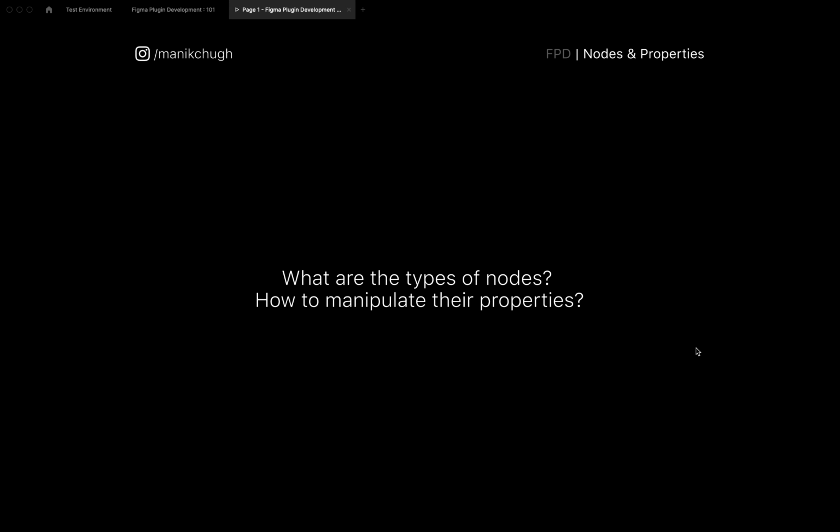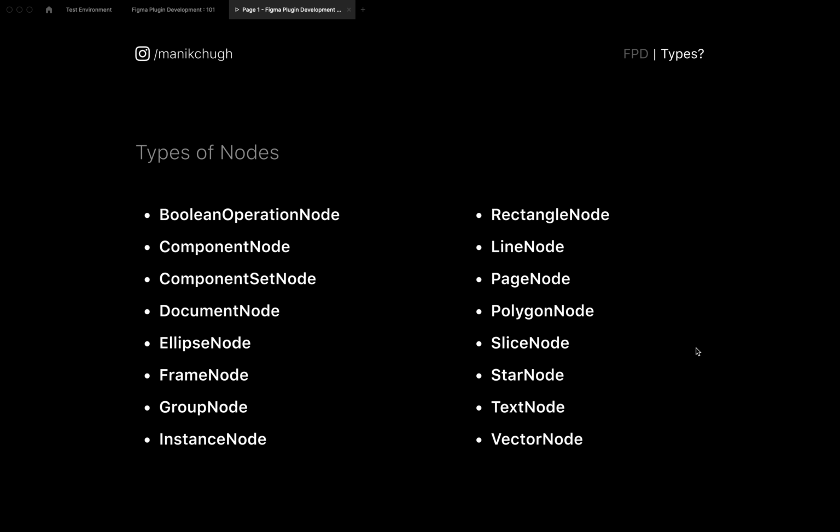Now in this video, I want to focus on what the types of these nodes are and how you go about manipulating the properties specific to the type of the node. Now, before we jump onto the properties, I would like to talk about the types of nodes first. So as you can see in front of your screen, I have a list of all the types of nodes which are supported by Figma plugin.